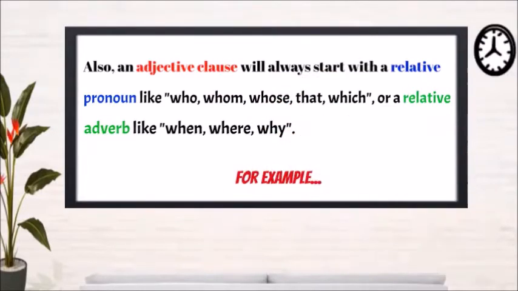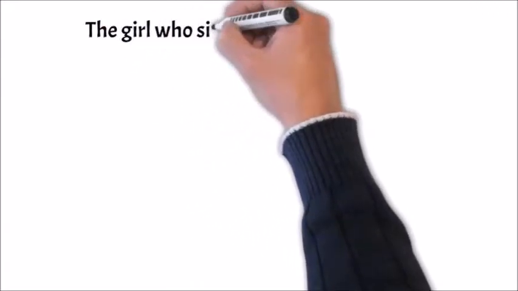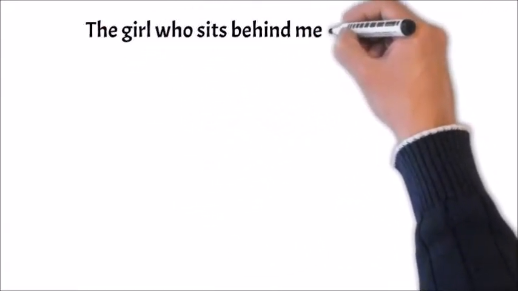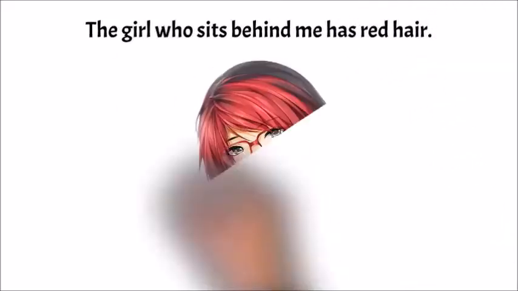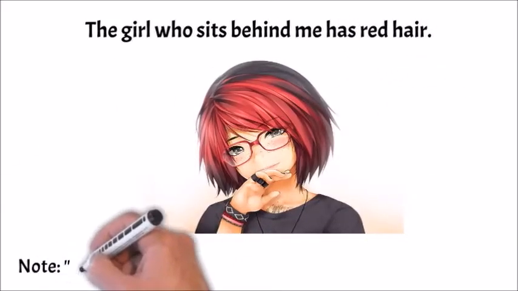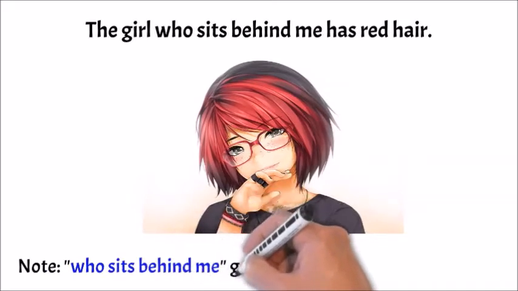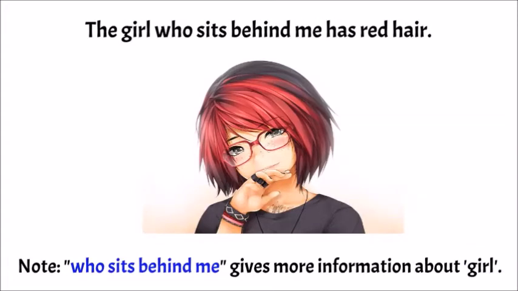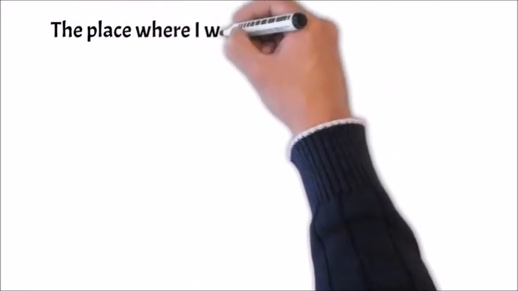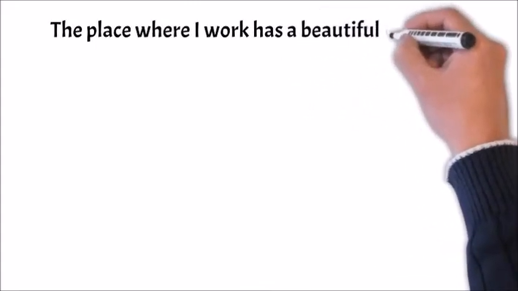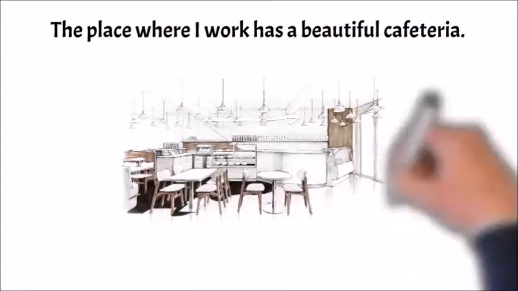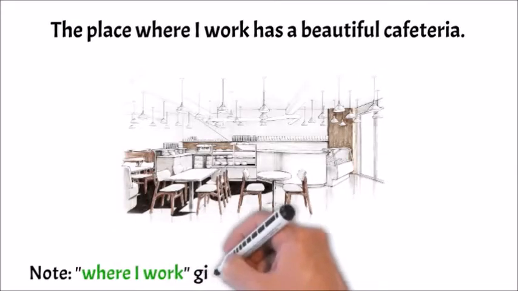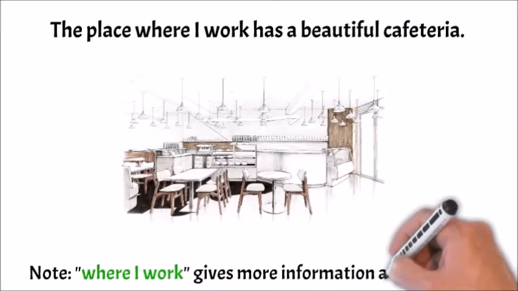For example, the girl who sits behind me has red hair. Note, who sits behind me gives more information about girl. The place where I work has a beautiful cafeteria. Note, where I work gives more information about place.